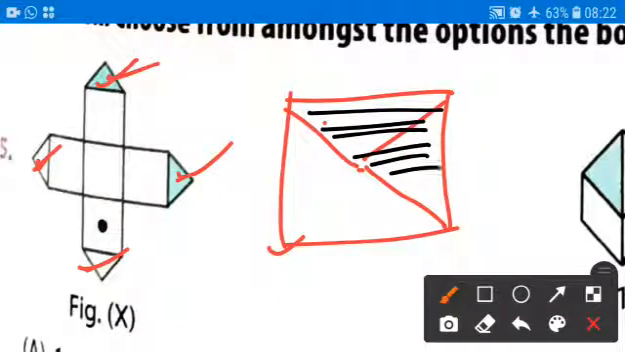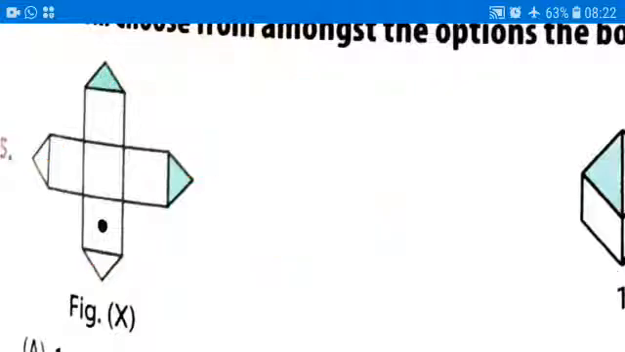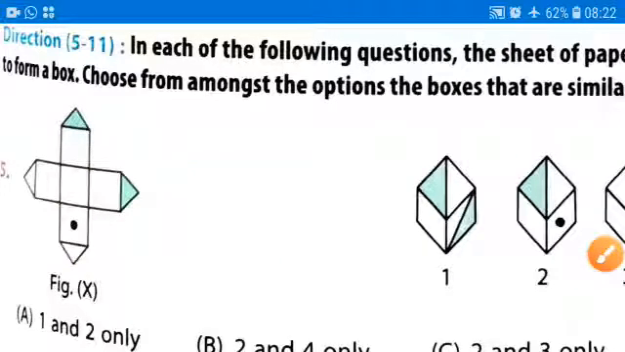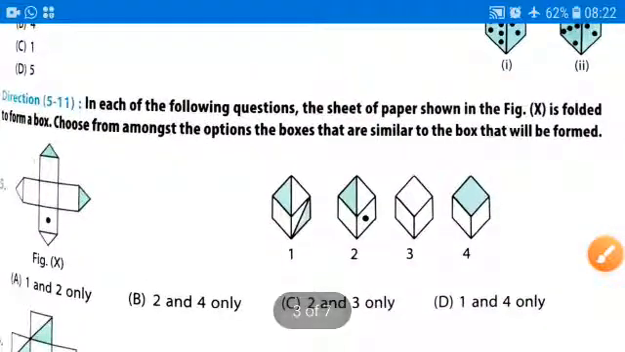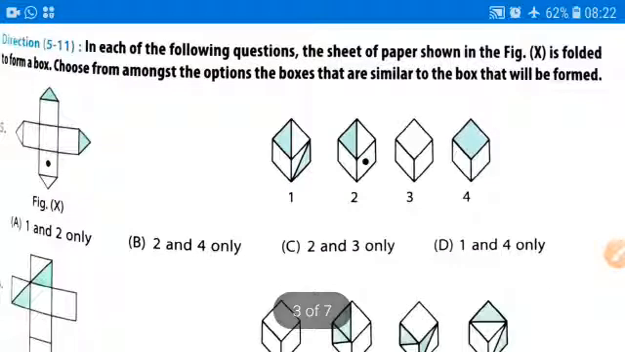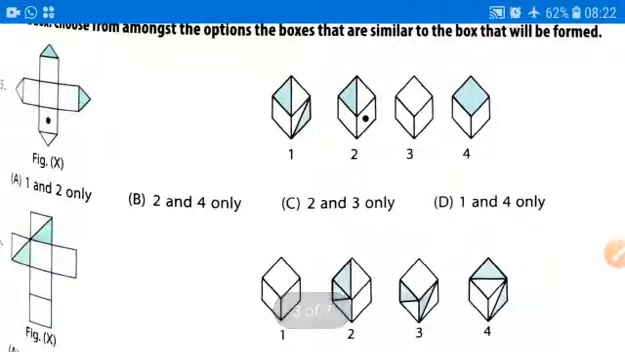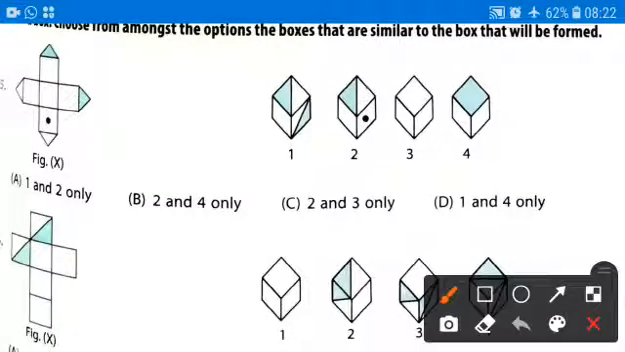So here it will become like this. So this will be the top face. Similarly, we will be having front face, bottom face, and left and right face, front and backward face, and left and right face also. So from 4 options, which box will be forming with the help of this figure X, we have to check.